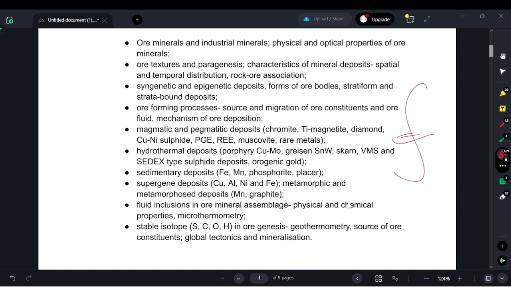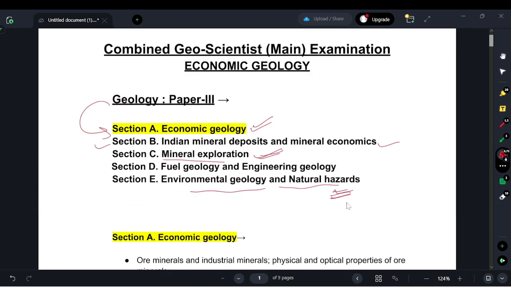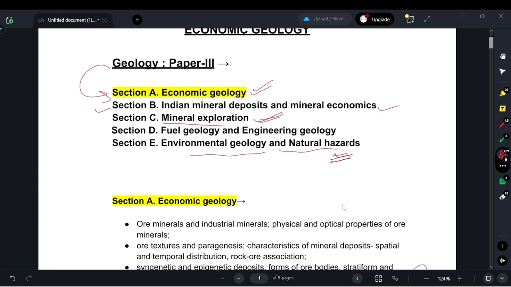Okay, we will be studying the whole of sedimentary deposits, the supergene deposits, the fluid inclusion in ore mineral assembly. I think they asked this last year. And the stable isotopes of sulfur, carbon, oxygen and hydrogen in ore genesis, geothermometry, source of ore and constituents. So for the students who have joined recently, I am right now just talking about the syllabus of economic geology, that is section A of paper 3, and we are moving forward with this only, economic geology. Then I will be covering all other sections of this paper.